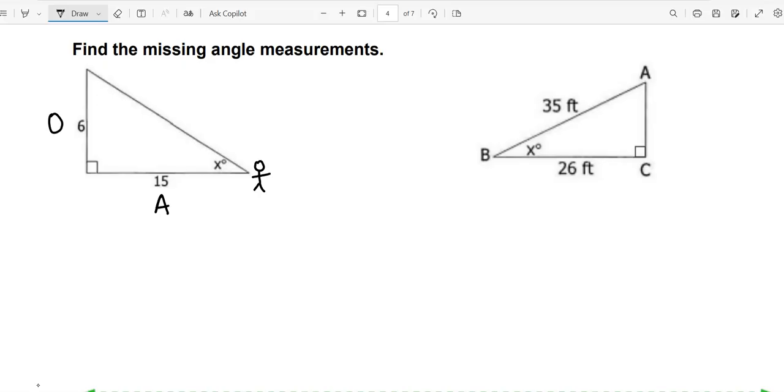What am I using? Tangent. Good. Tangent of my angle measurement, the thing that I don't know, so X is equal to, what's the ratio for tangent? Opposite over adjacent. So opposite side is 6 over adjacent side is 15. If you don't know your trig ratios, SOHCAHTOA, I would learn those very fast and commit them to memory for the rest of the year because you'll be using it for the rest of the year.